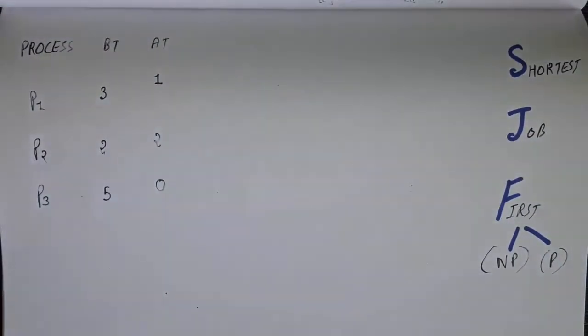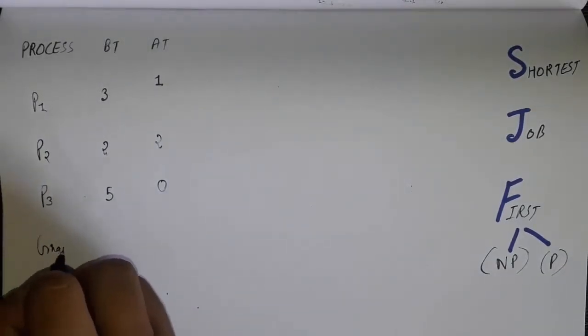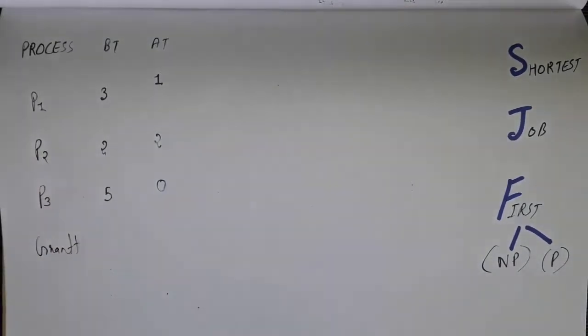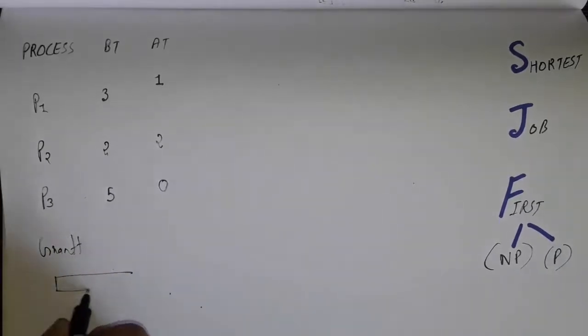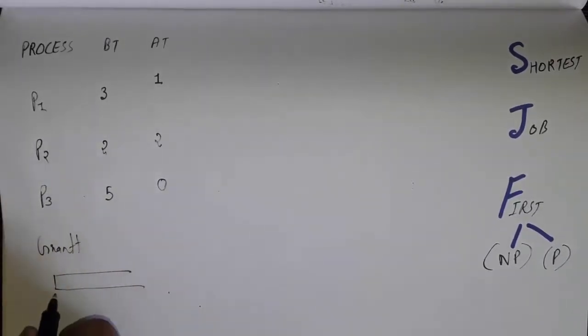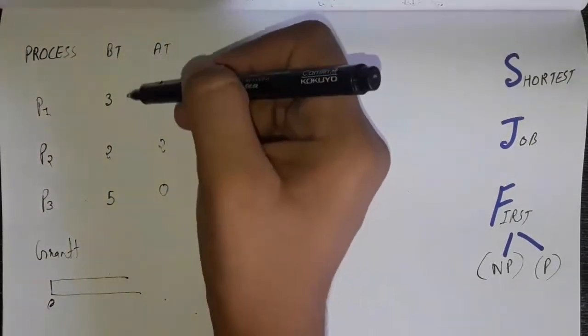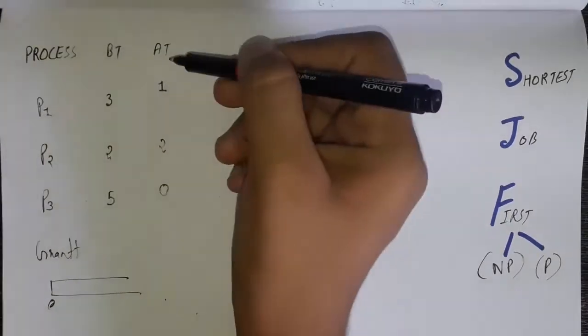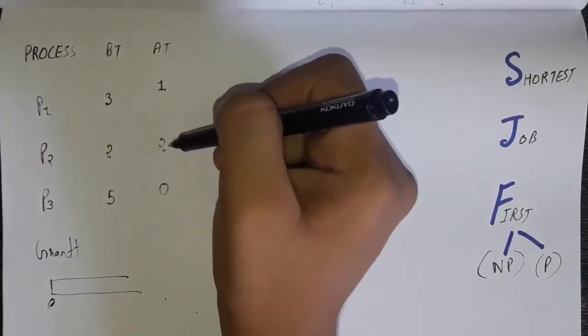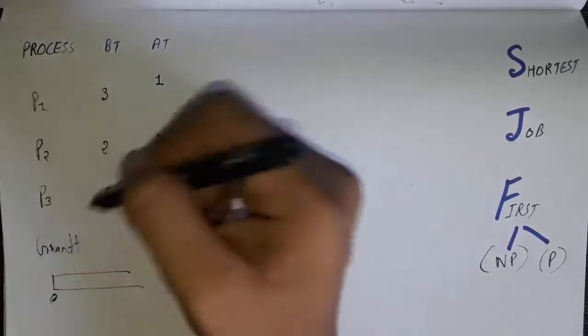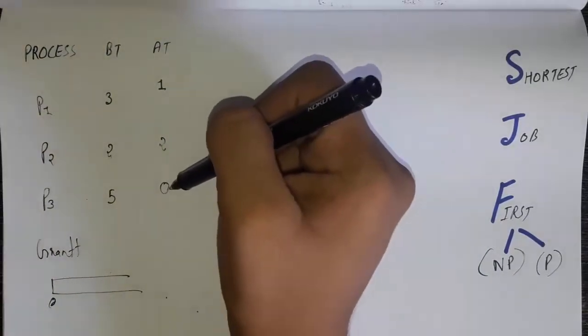So as usual in this CPU scheduling method, you always have to make a Gantt chart. So write Gantt, and now we will start from 0, it will always start from 0. Now you have to see which process arrived first. You can see the shortest job according to the burst time is 2, but it arrives at time 2 and we are at 0, so only one process has arrived at 0.